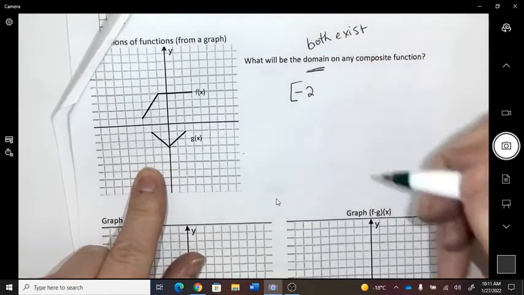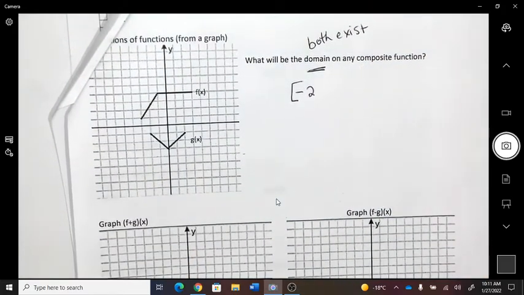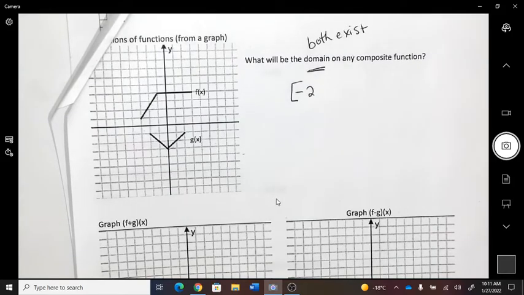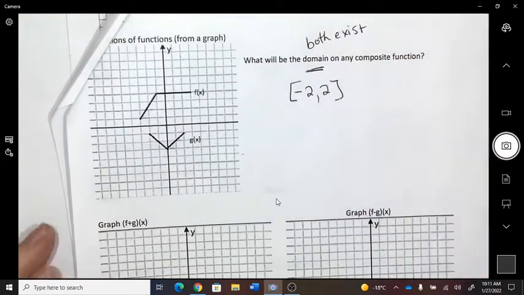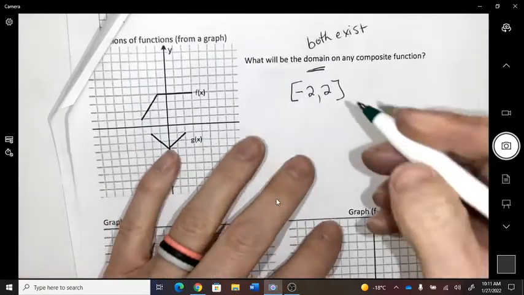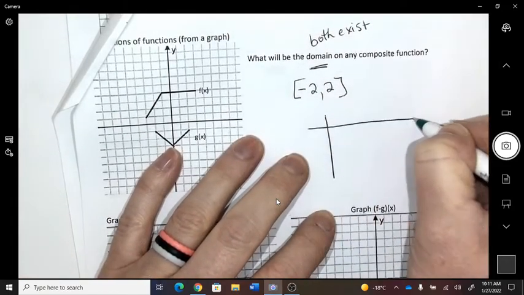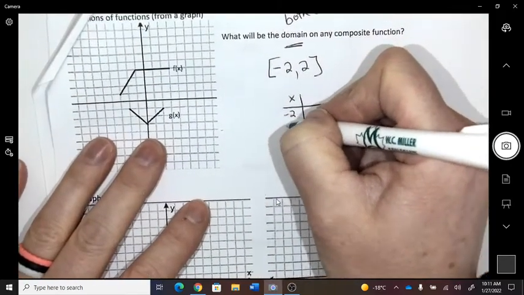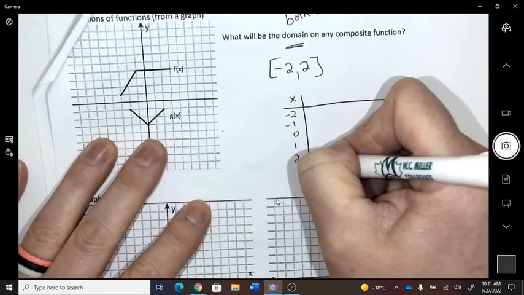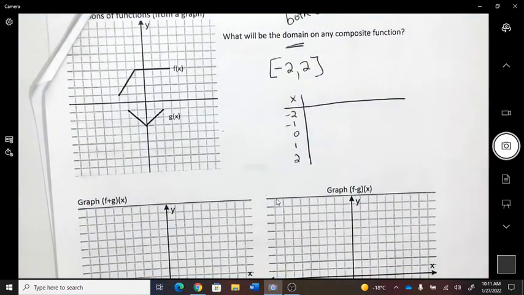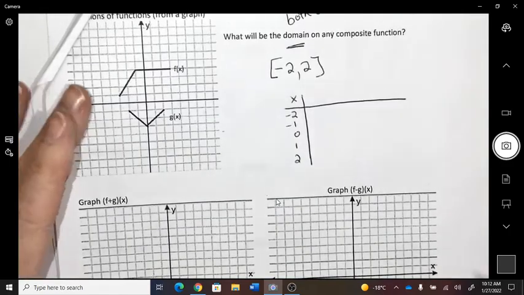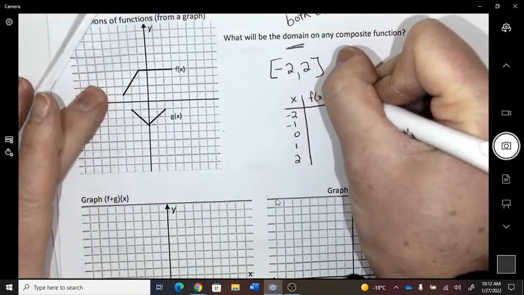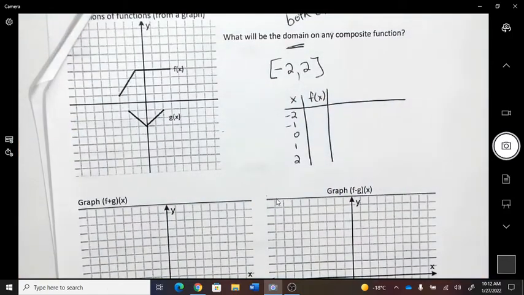Did you pick -2? And how far right can we move where they both exist? To 2. Okay, so here's what I'm going to do. I'm going to draw a t-chart, and I'm going to go from -2 to 2, because that's the domain. Okay, so I'm going to put the points on here.